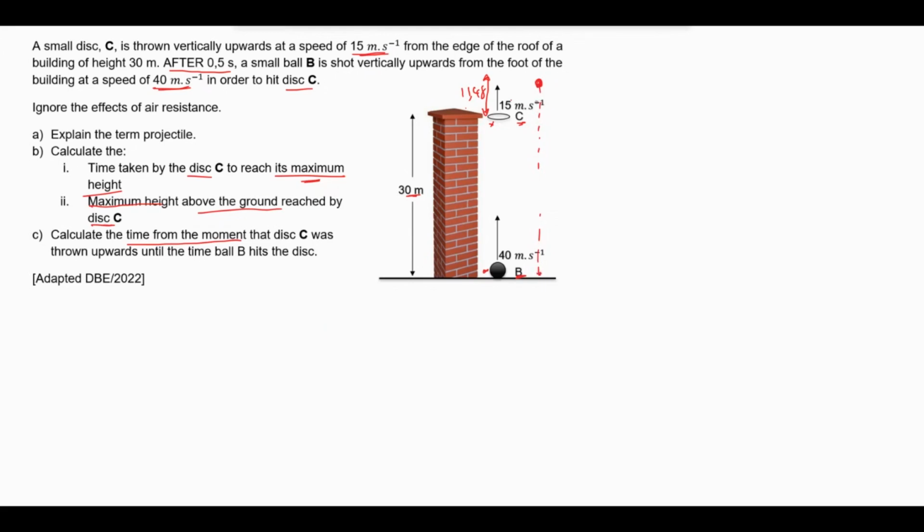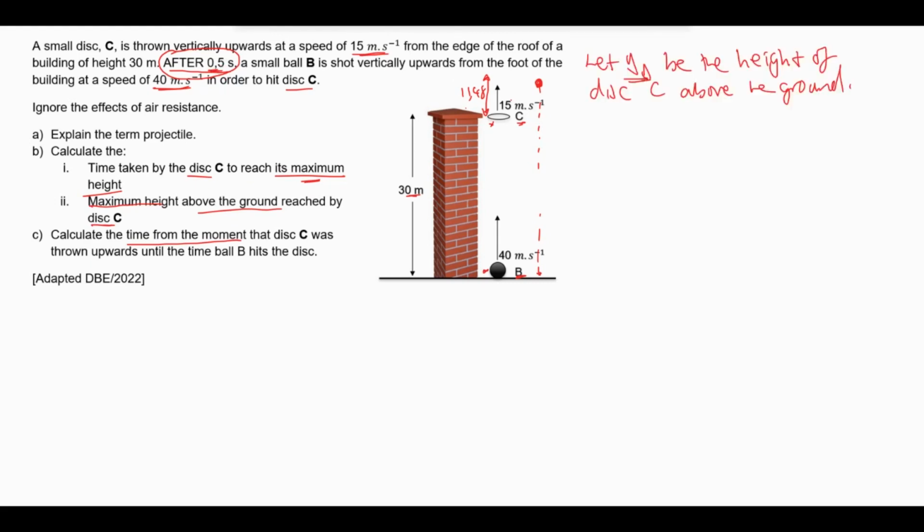So we need to find an equation with the height of disk C being the subject. Then we have another equation with the height of ball B being the subject. And then we equate them because at the point where they meet, they have the same height. But you have to be careful about time because they don't start at the same time. Ball B is shot after 0,5 seconds. We're going to discuss this during calculation.